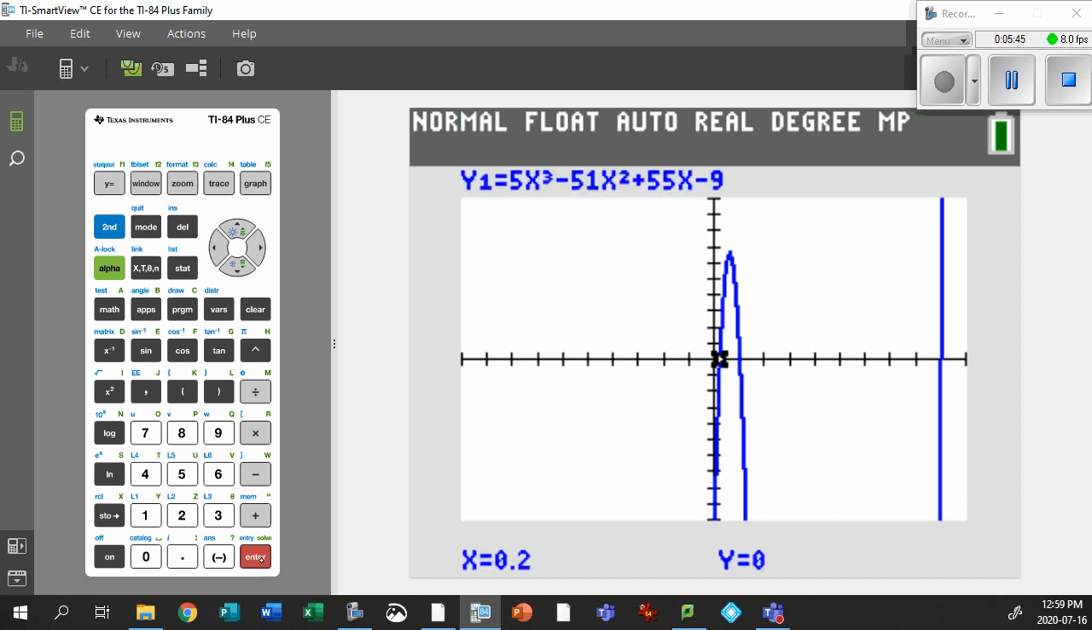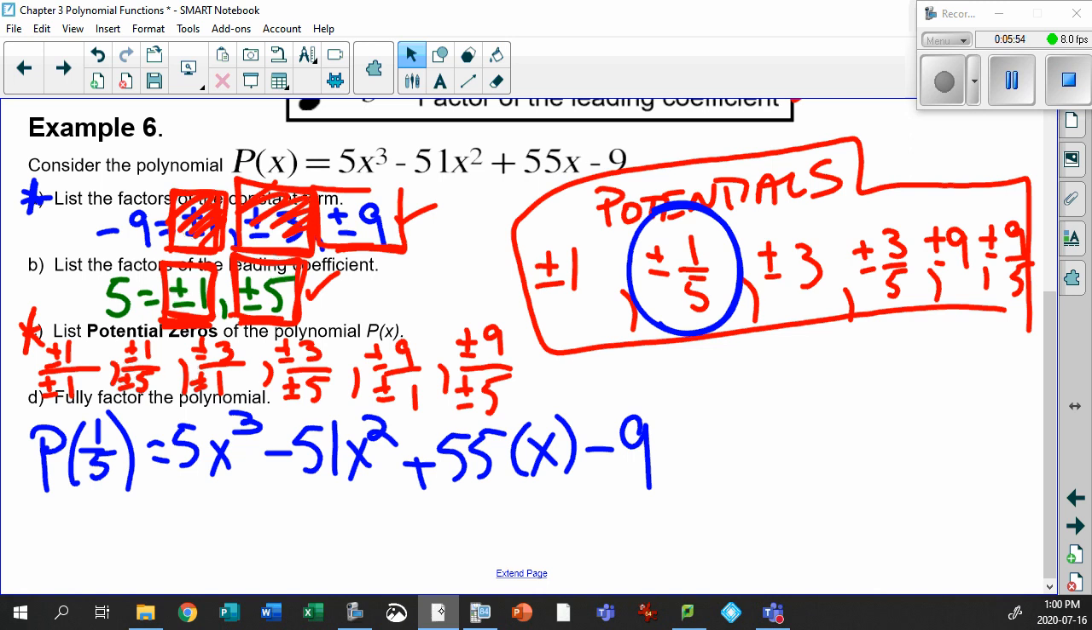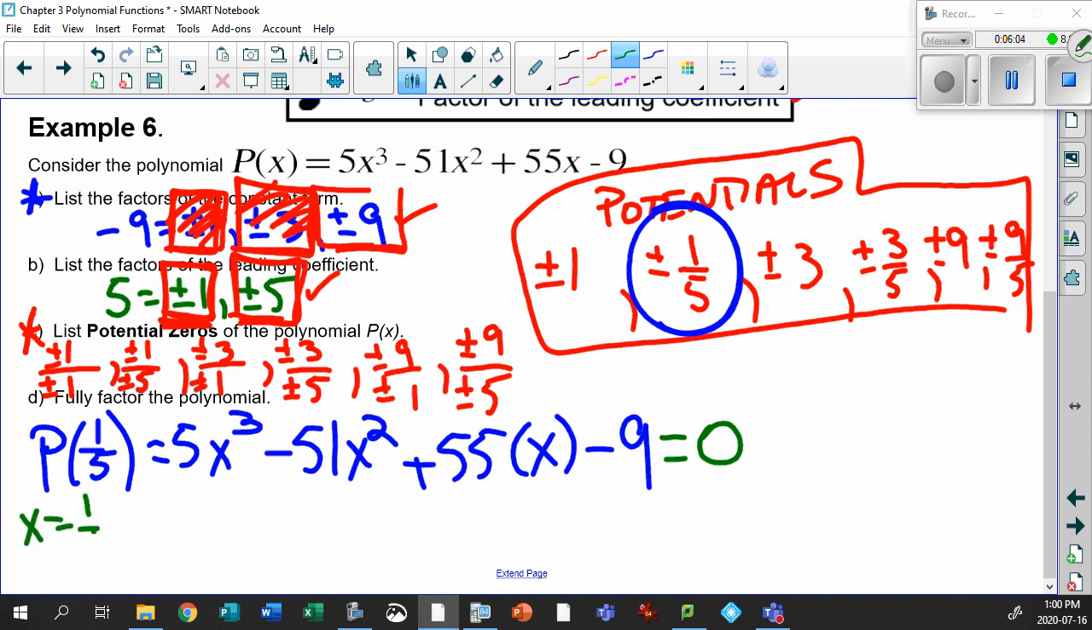Check it out. It's a 0. And it even blinks on the graph telling you it is a 0. So guess what? 1/5 works. That's going to give you 0. Lovely. So that means that if you go x equals 1/5, this should synthetically divide out quite nicely. Well, okay, so let's use that.